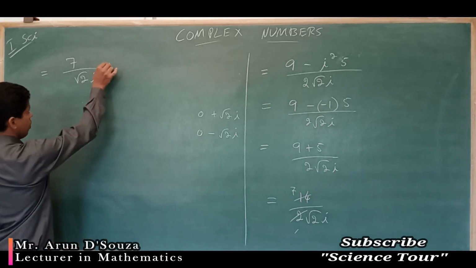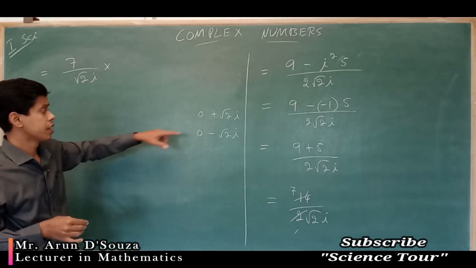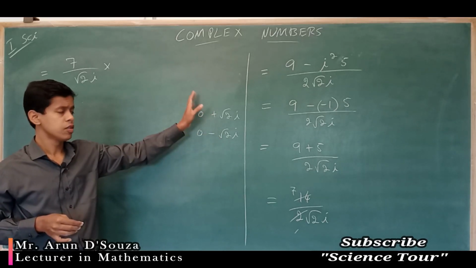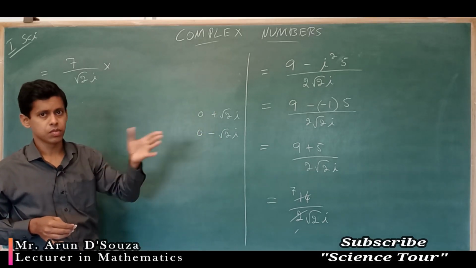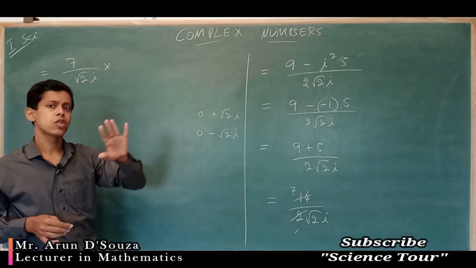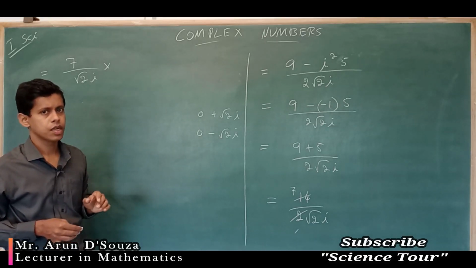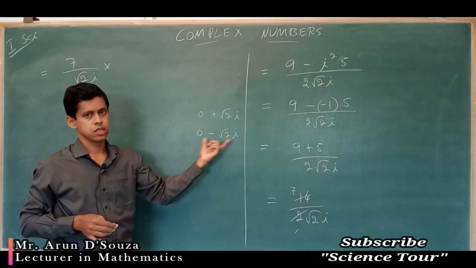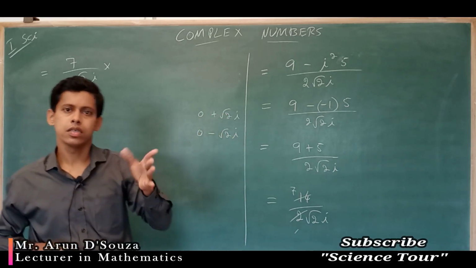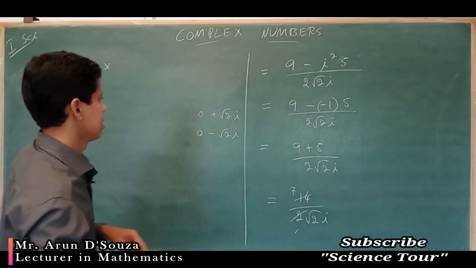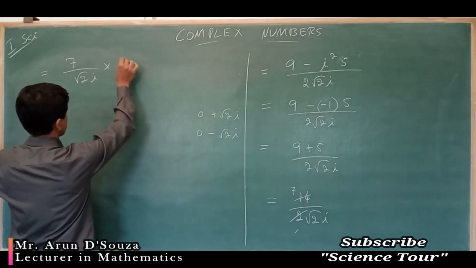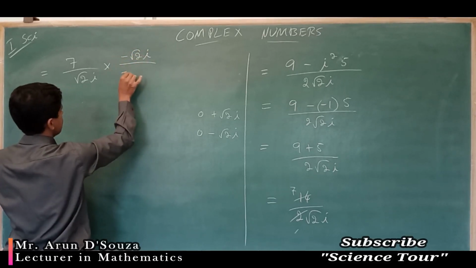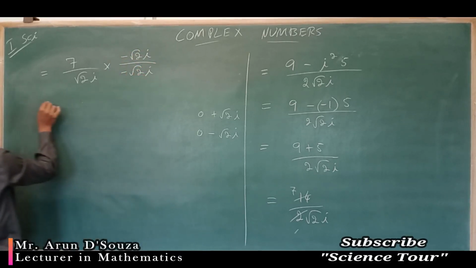Alright, so now I am multiplying and dividing by the conjugate. So what is the conjugate? If a plus ib is the complex number, a minus ib is the conjugate, correct? So a minus ib is 0 minus, so only the sign of the imaginary part should change. So this is minus root 2i.